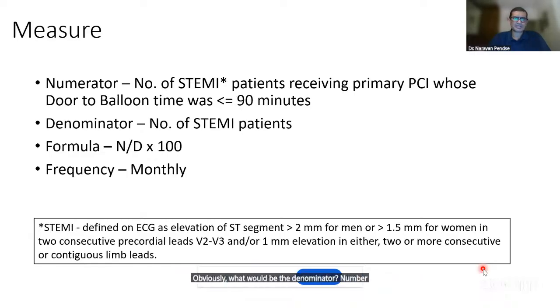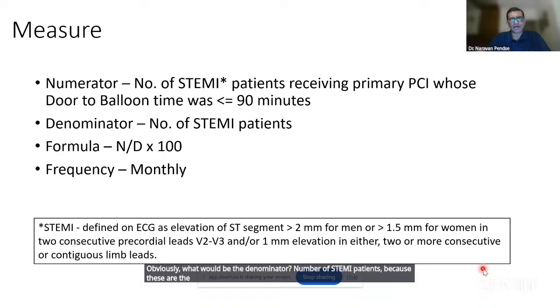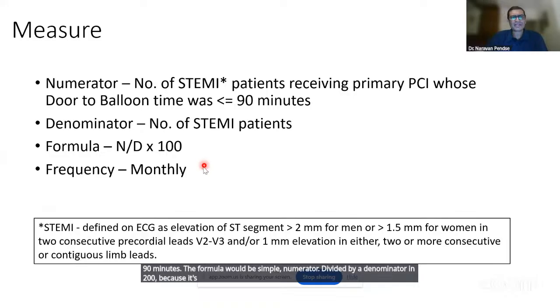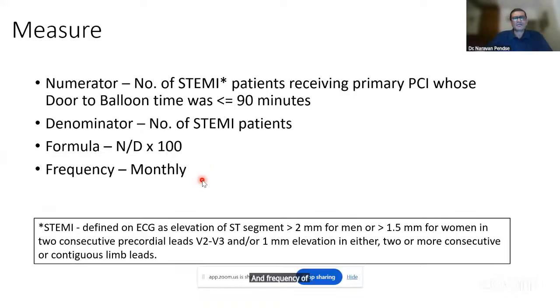Number of STEMI patients, because these are the patients who require PCI, with the balloon to be inflated within 90 minutes. The formula would be simple: numerator divided by denominator into 100, because it's a percentage, and frequency of reporting is monthly. How do you detect STEMI versus non-STEMI?